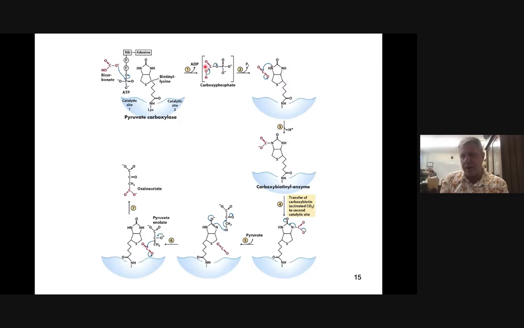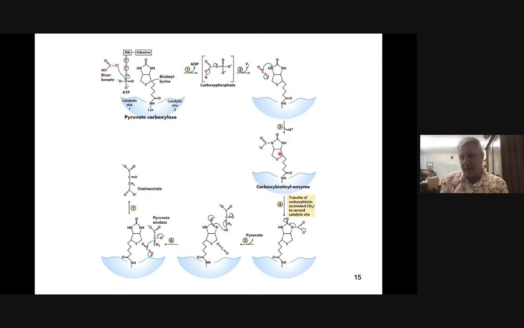carboxyphosphate, which is a great leaving group to prime the bicarbonate component, the carbon dioxide, to become a great electrophile for attacking the lone pair of electrons in the biotin structure, which is covalently linked to the pyruvate carboxylase. In this case, we'll see that phosphate group as the great leaving group. So the phosphate comes off, allowing the carbon dioxide to form a covalent bond with the biotin moiety.